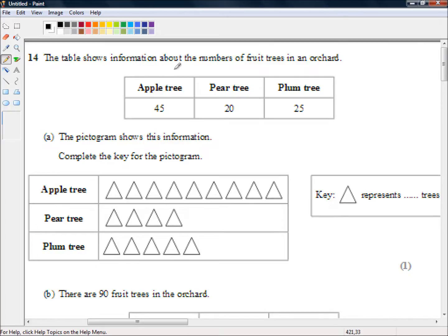The table shows information about the numbers of fruit trees in an orchard. There are 45 apple trees, 20 pear trees and 25 plum trees. The pictogram shows this information. Complete the key for the pictogram. Okay, so we've got the pictogram already.